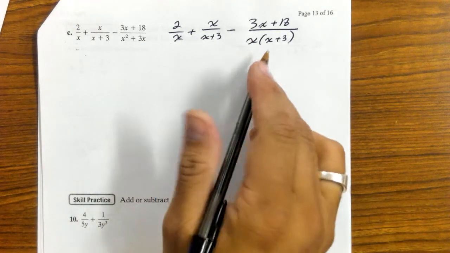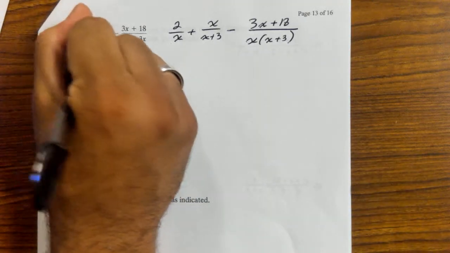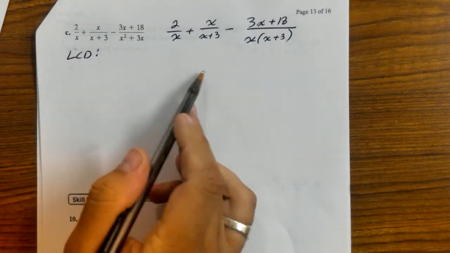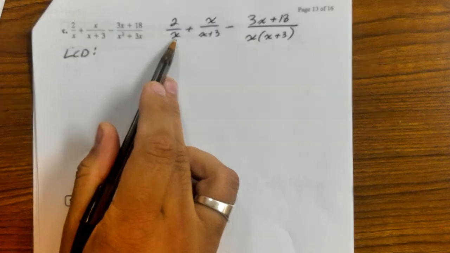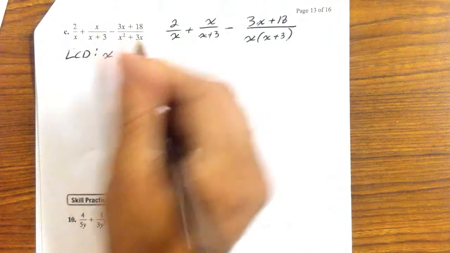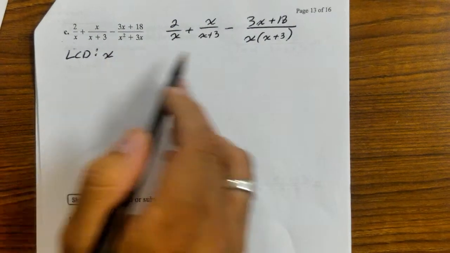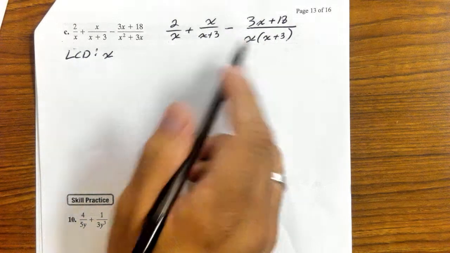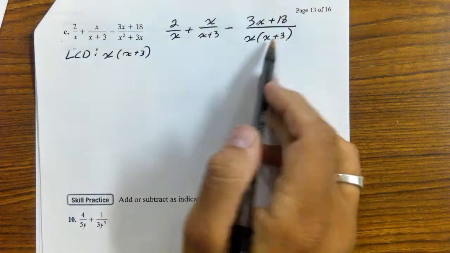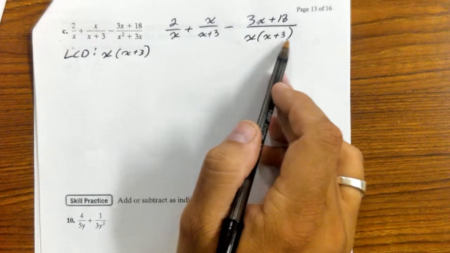So now we need to identify our LCD. Our LCD is the product of the unique factors. X is a factor here, and here. It only shows up to the first power, so it shows up to the first power in the LCD. X plus 3 is a unique factor in the second and third fractions. So times x plus 3. The third fraction's denominator is the LCD, x times x plus 3. So we are done finding our LCD.